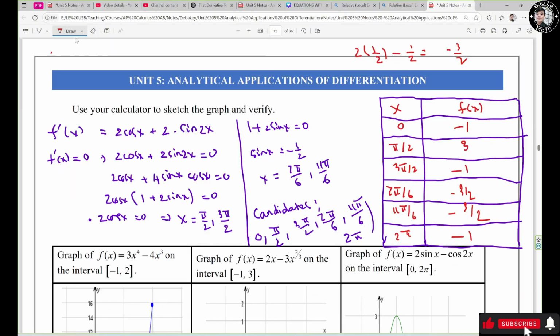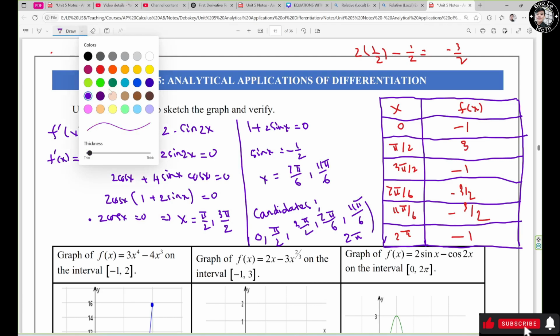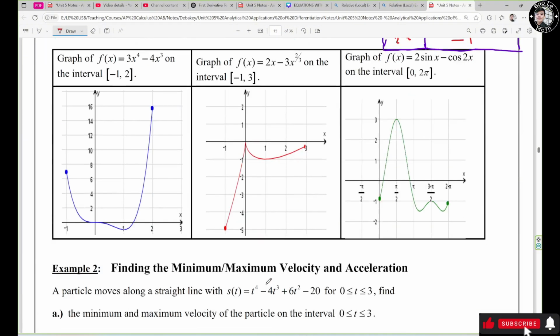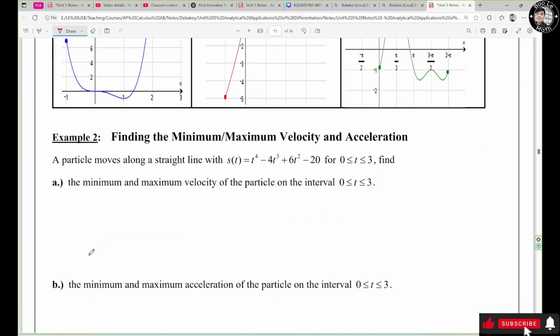Now the absolute maximum is 3 at x equals pi over 2, and the absolute minimum is negative 3/2 at x equals pi over 6 and 11 pi over 6. Now the graph for questions A, B, C is right here. Now let's move on to example number 2.